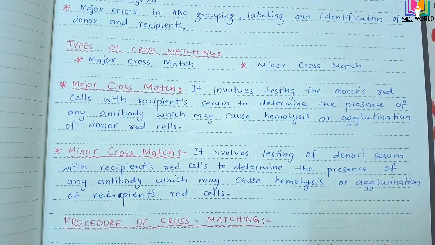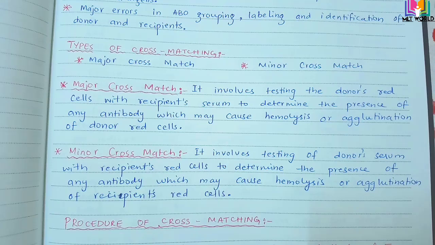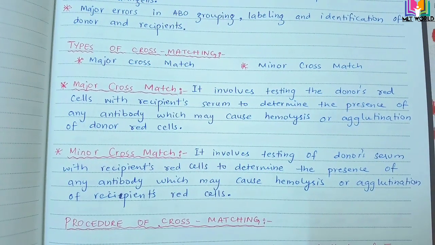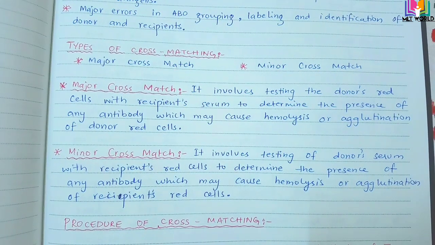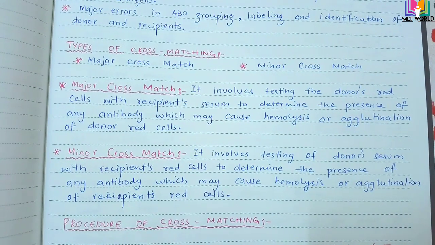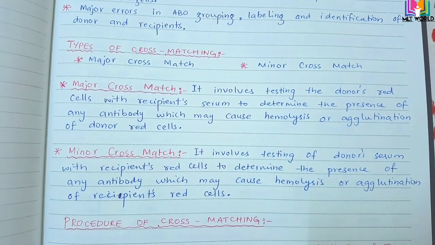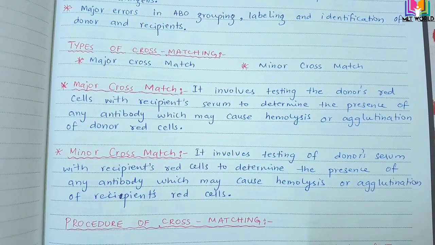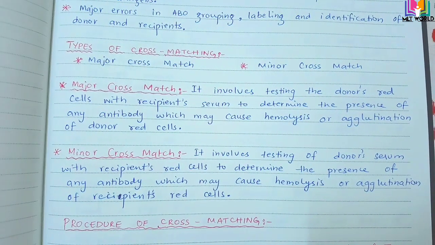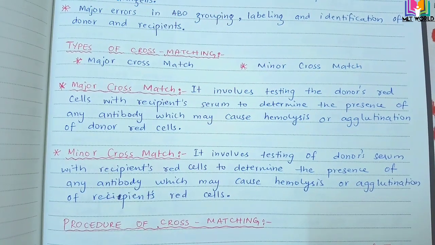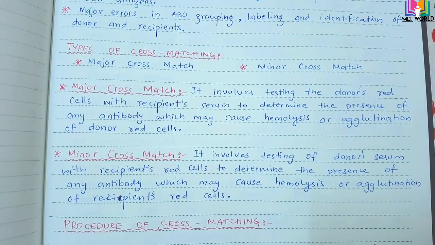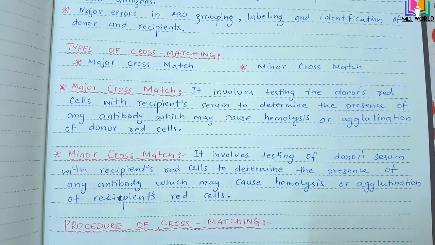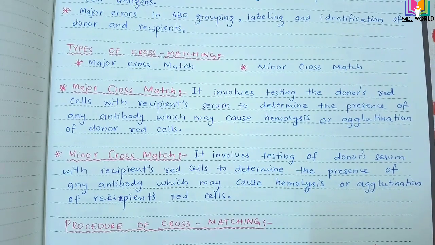They can also ask what the difference is between major and minor cross match. Then you can reply that in major cross match we take donor red cells and recipient serum, and then we check for the presence of any antibody that can cause hemolysis. But in minor cross match we take donor serum and recipient red cells, and then we check for the presence of any antibody that may cause hemolysis or agglutination of recipient red cells.